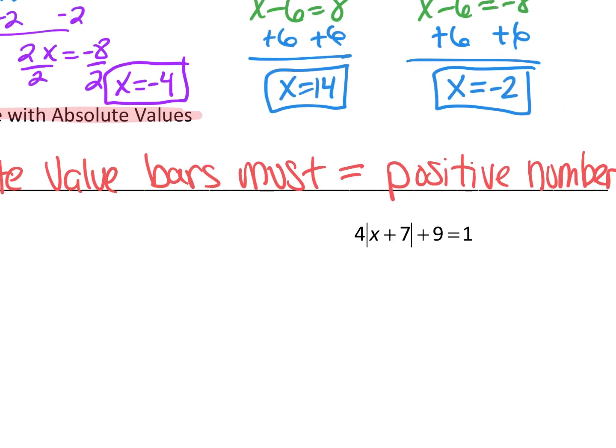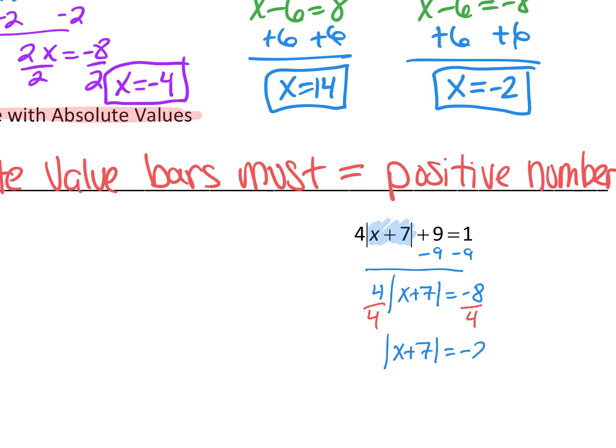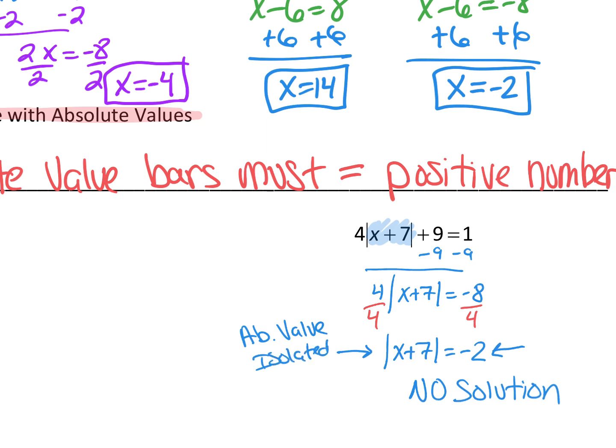Now the second example, we're going to get the absolute value bars alone. So I'm going to get this x plus 7 part alone first. So first I'm going to minus 9. And 1 minus 9 is negative 8. Then I'm going to divide by 4. And I'll get the absolute value of x plus 7 is equal to negative 2. Now that my absolute value is alone, and I can see that it's equal to a negative, I know that this is no solution. So we want to make sure that our absolute value is isolated before we say that there's no solution.